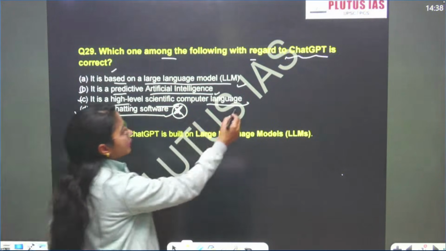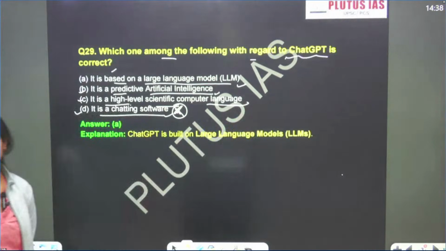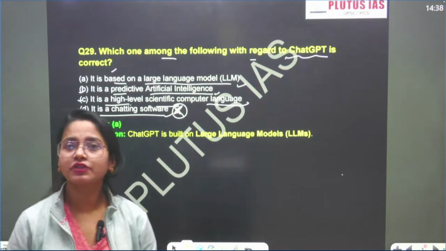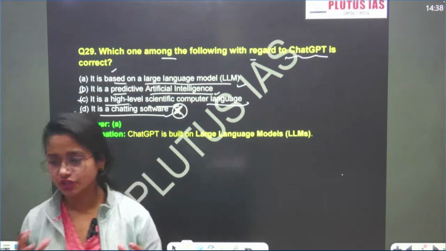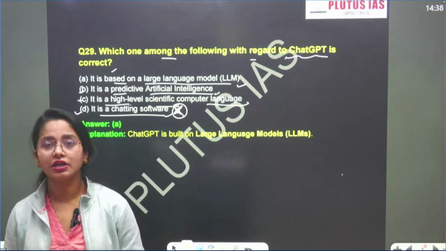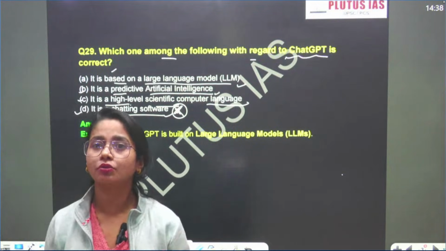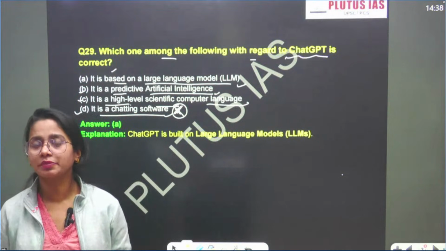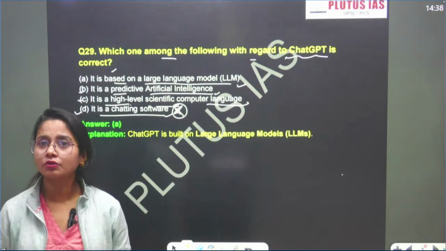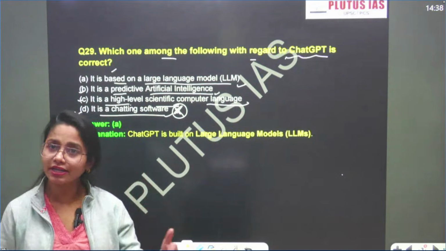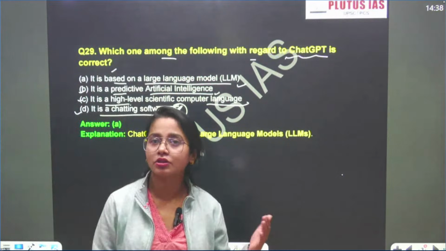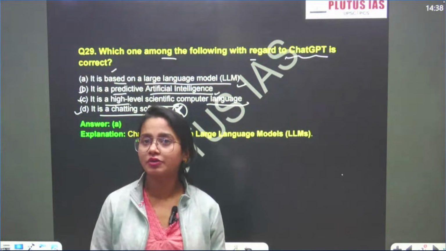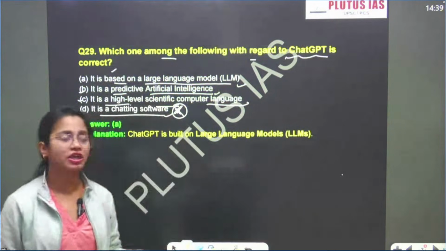It is a high level scientific computer language. Is it a computer language? No, of course. We know the basic thing about ChatGPT. ChatGPT is a kind of artificial intelligence which gives information or knowledge by drawing on the huge amount of data already fed into it, right? So what is the basic use of ChatGPT? When you use Google, whatever question you put in Google, according to the information already available on so many sites and networks, on the basis of that available information, it gives you the answer. So that is ChatGPT.